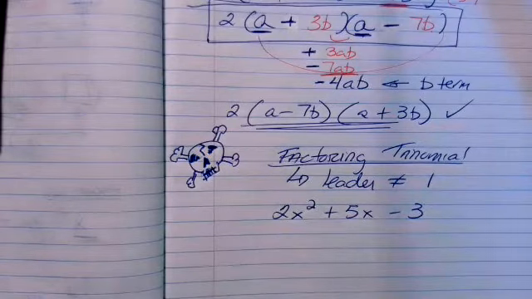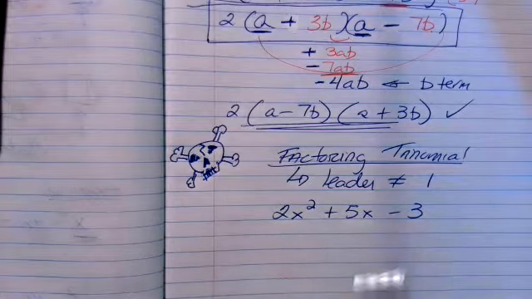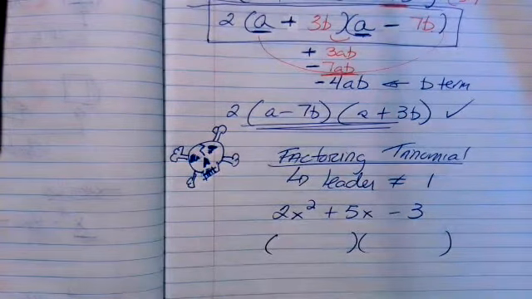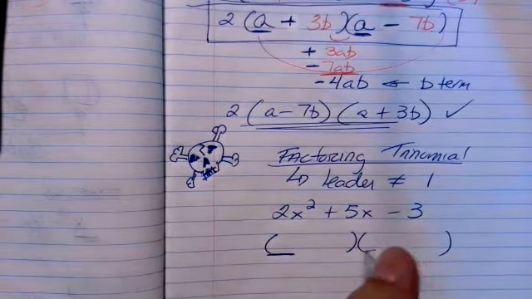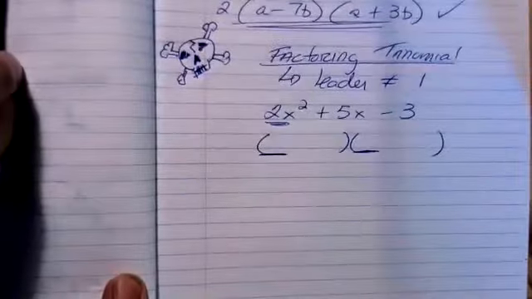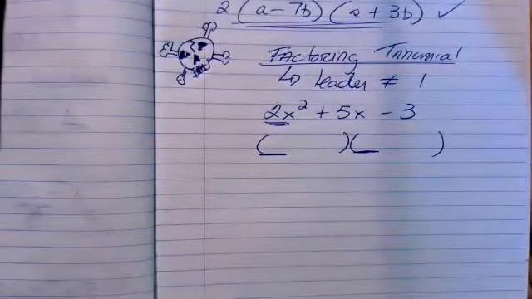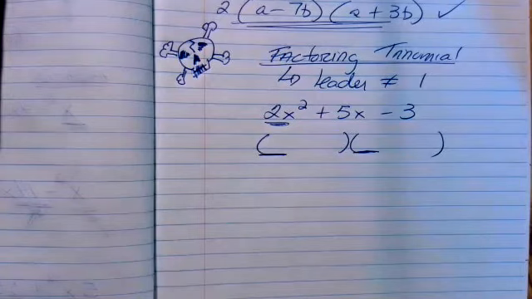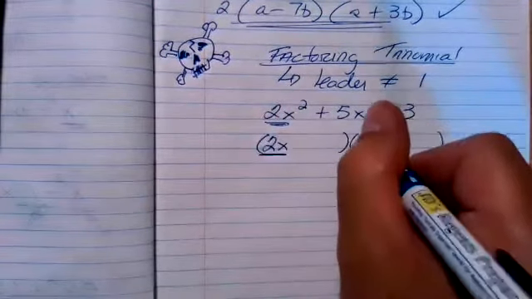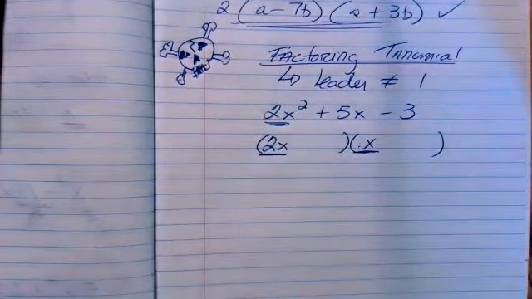So the first thing we're going to do is we're going to look for a GCF. There is no GCF. We're going to create two sets of parentheses just like before. What I put here and what I put here has to multiply to my A term, just like before. So in this case, it's not just a squared, but rather 2x squared. So I'm going to do 2x and 1x, or 2x and x. Not so bad.